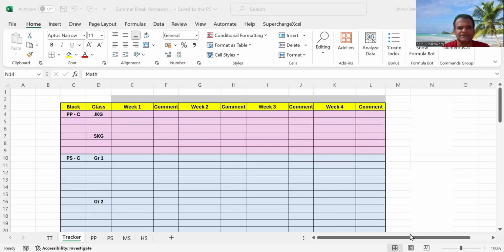Okay, so I've shared the link already, but I'll just explain through a video how we should maintain the tracker. Just give me a moment while I share my screen. I'm assuming that everyone's able to see my screen. Okay, so let's look over here.